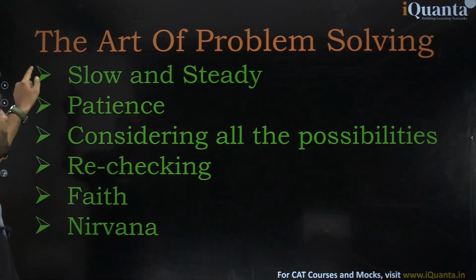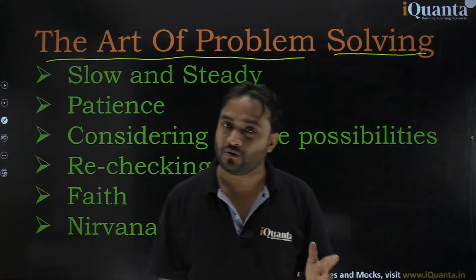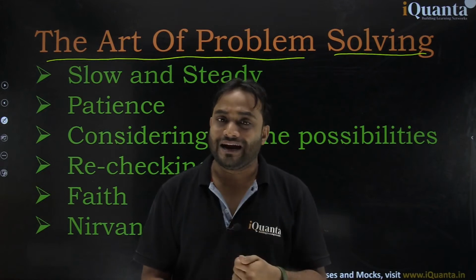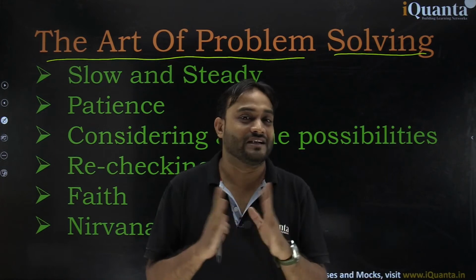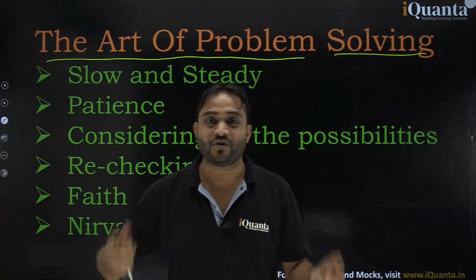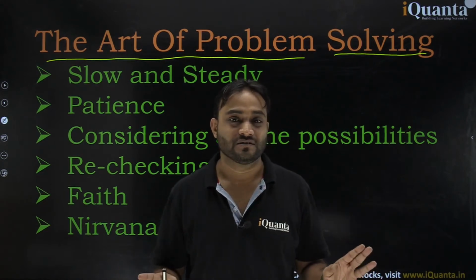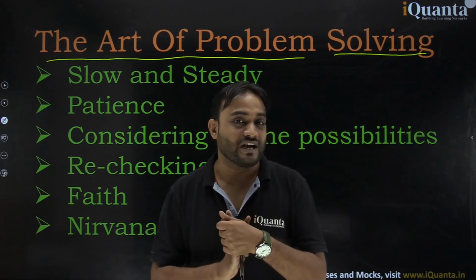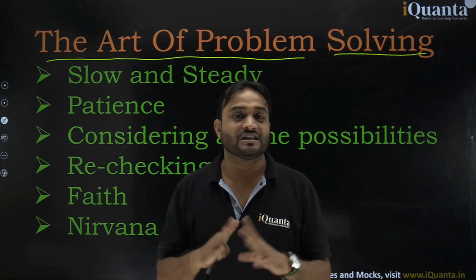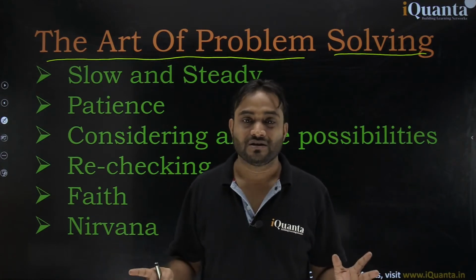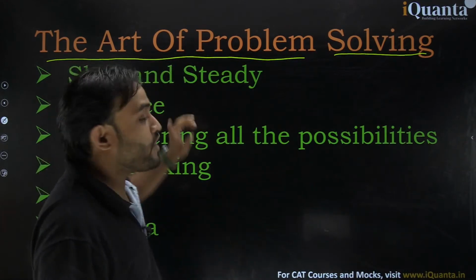So first thing, what is the art of problem solving? Let me tell you, the LrDi section has nothing to do with one's IQ or intelligence. Everyone gets the same information. You are also getting the same information, nothing extra is needed. So if everyone else can do this, you can also do this. First, slow and steady.